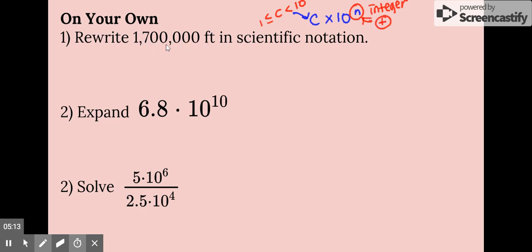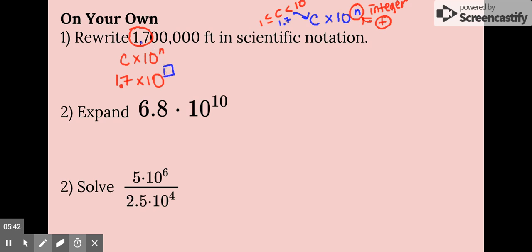So now, which number can be c? C times 10 to the nth power. Can 17 be c? 17 is still too big, because it's not less than 10. So I'm going to put 1.7. I'm going to put a decimal between 1 and 7, which means 1.7 is between 1 and 10. So we're good to go. So times 10 to the nth power.